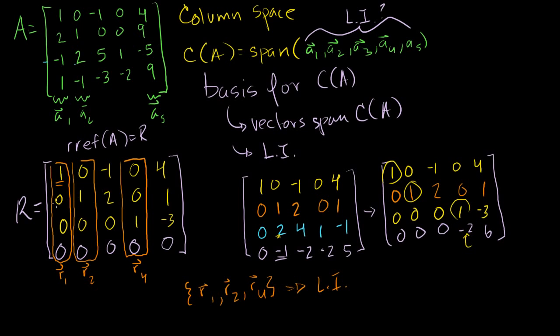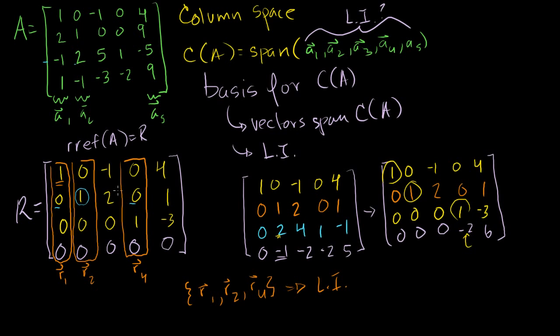By the same reasoning, no combination of that and that is going to equal this. This is by definition of a pivot entry. When you put it in reduced row echelon form, it's very clear that any pivot column will be the only one to have 1 in that place. So it's very clear that these guys are linearly independent.